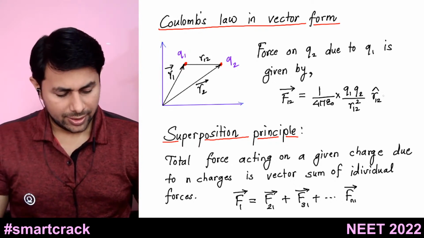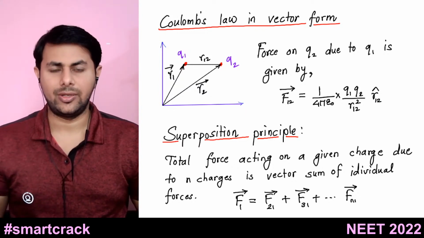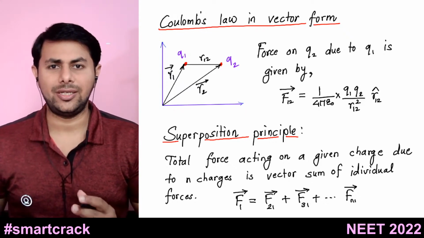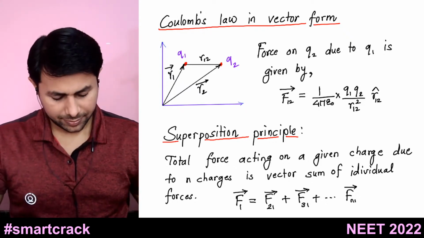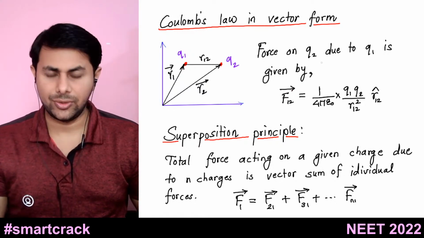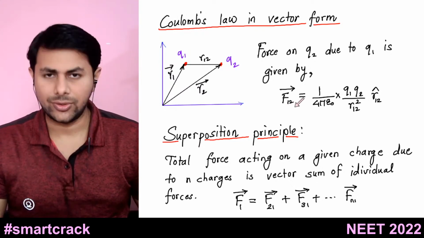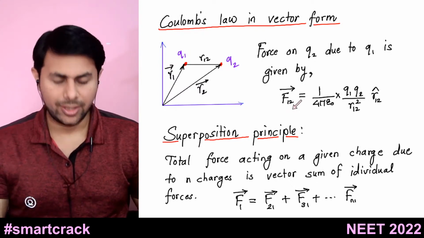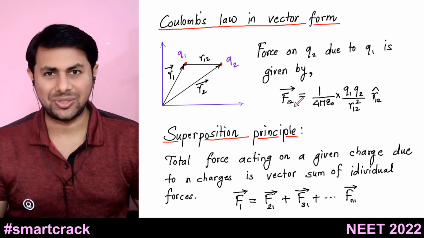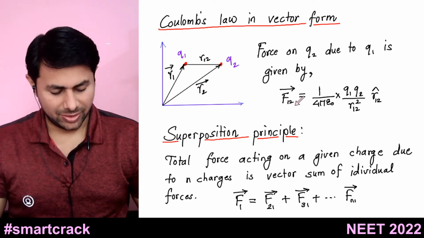All right, so this vector is important. It is directed from the charge which is exerting the force to the charge which is experiencing the force. So F12 bar is the force on q2 due to q1. See the order of 1 and 2 over here. 1 comes first, 2 comes later. That means the charge on which the force acts comes later. So it is 1 to 2.